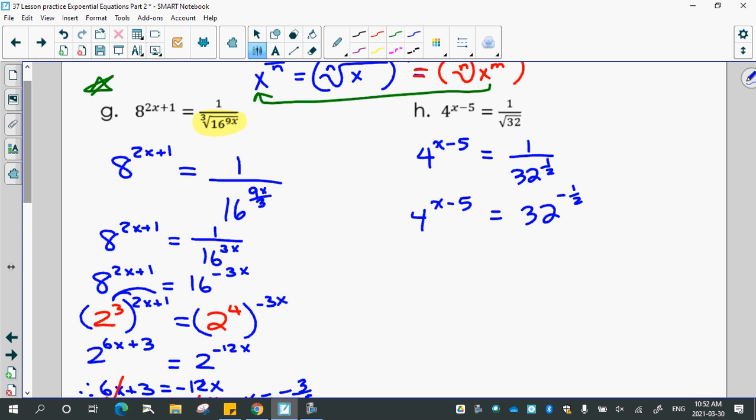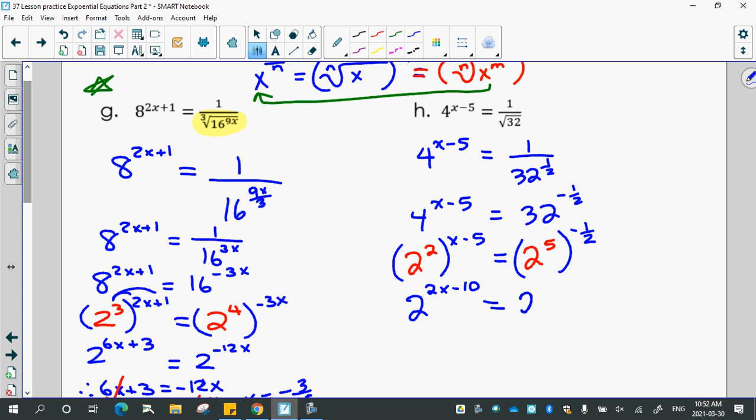So getting it to this stage would be where I see, can I write 32 as 4 to the something? No, so now I need a common smaller base. So 2. 32 is 2 to the 5th. And I'm going to do my power of a power. So I'm going to get 2 to the 2x minus 10 equals 2 to the negative 5 over 2. Everybody get it to there?